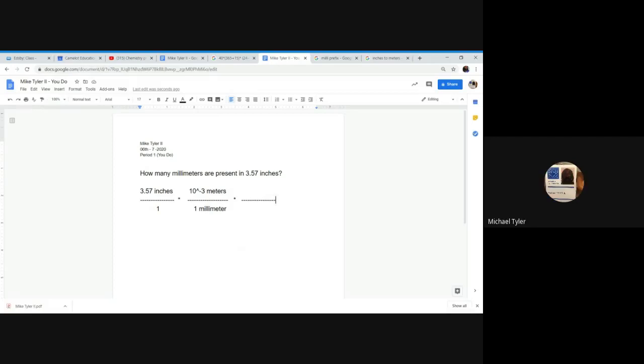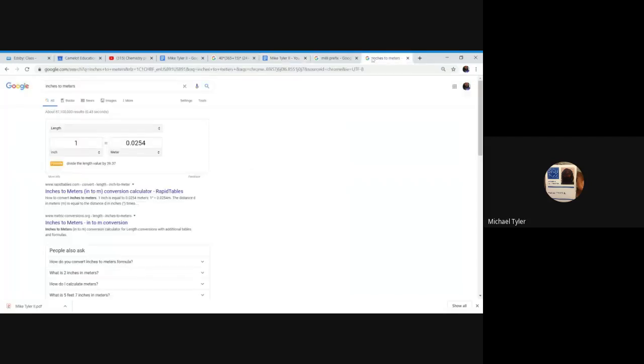Meters. Well, we don't need millimeters anymore, right? Were we catching the meters or the millimeters? The millimeters. We're getting rid of the millimeters. Okay. Now we need inches. So how do we do that? Well, we go back to what we did.